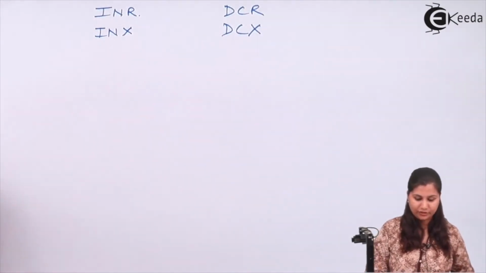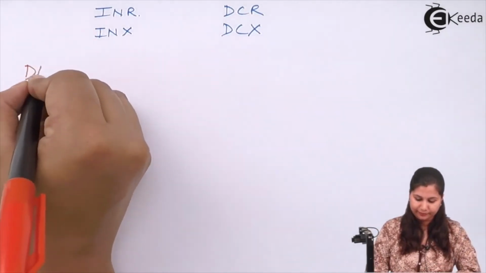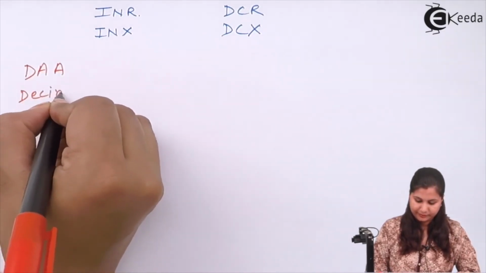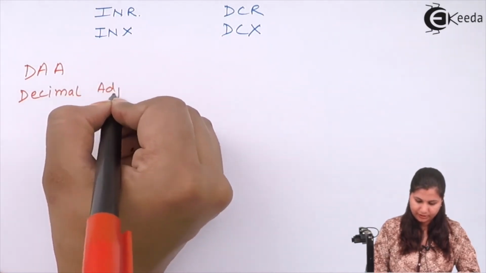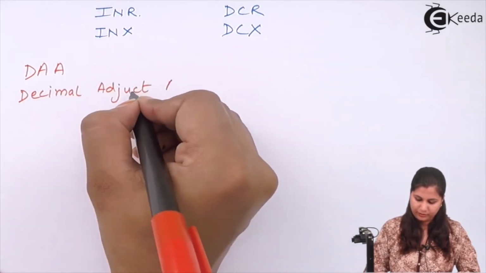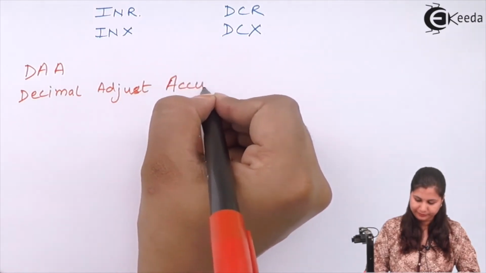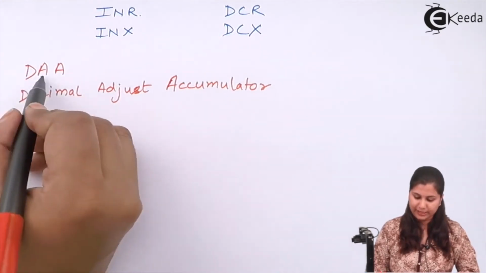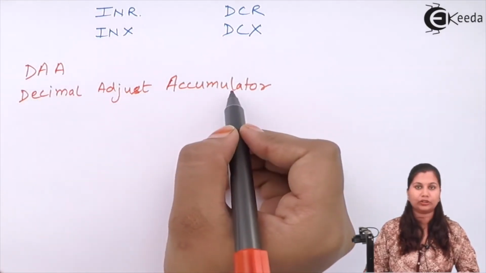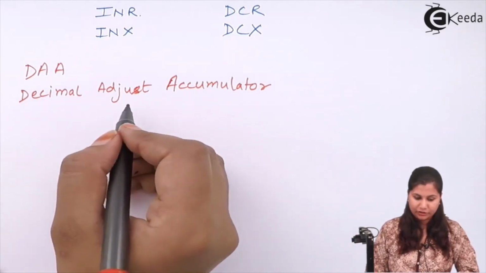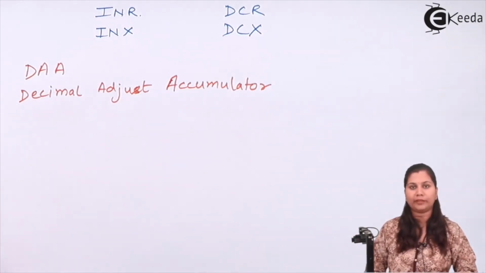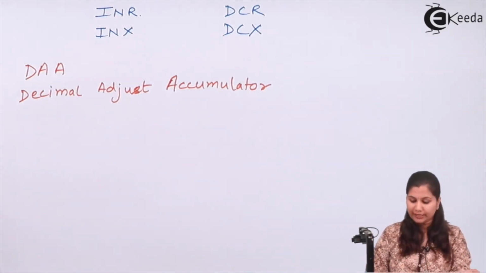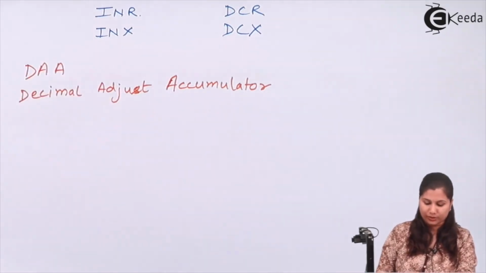Now the next instruction we have is DAA. This is decimal adjust accumulator. D is for decimal, A is for adjust, and this A is for the accumulator. This instruction is used in the BCD operations. When the microprocessor is performing the BCD addition, then this instruction is used.